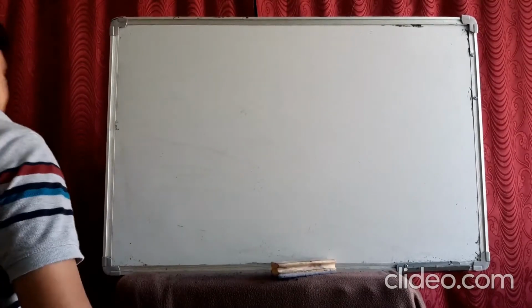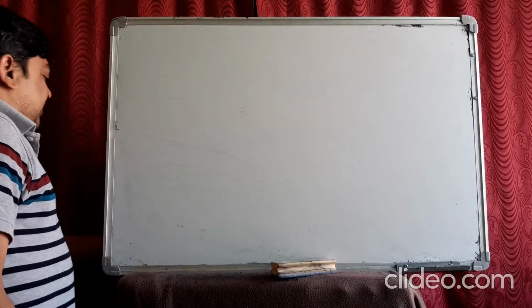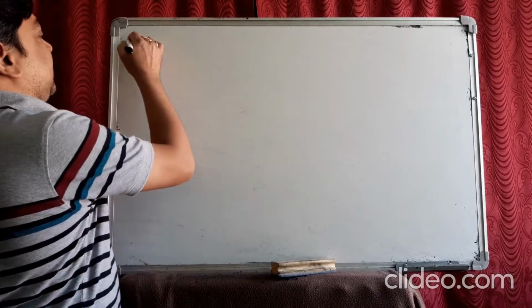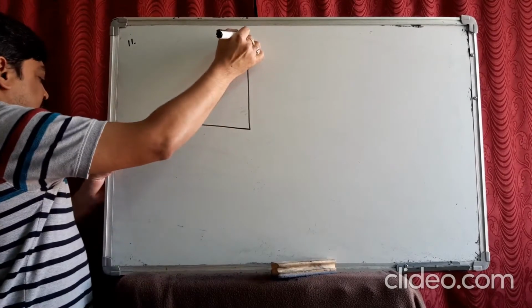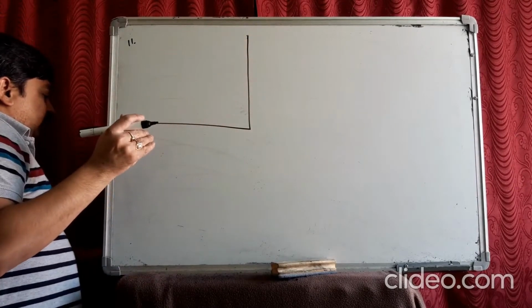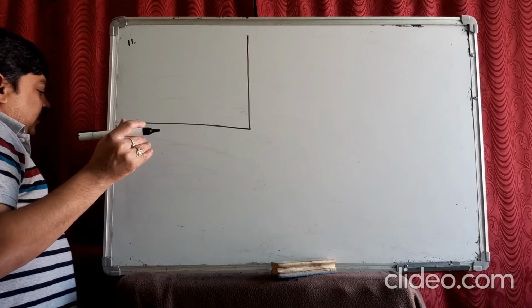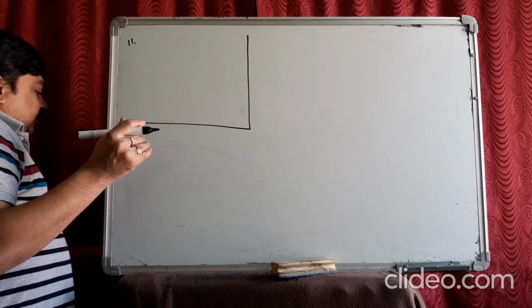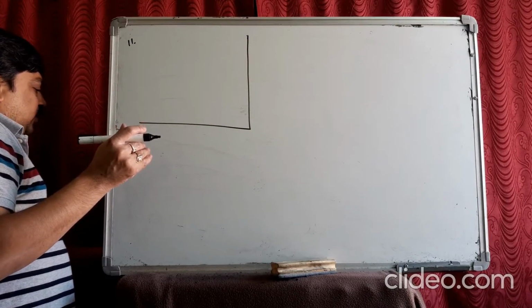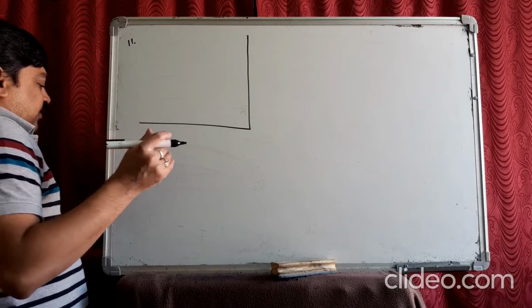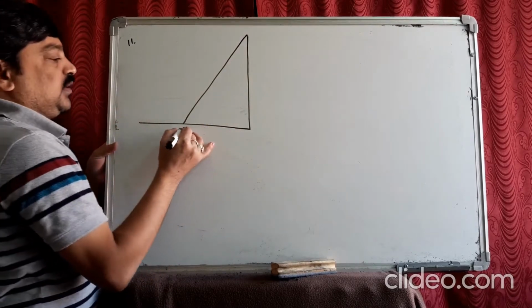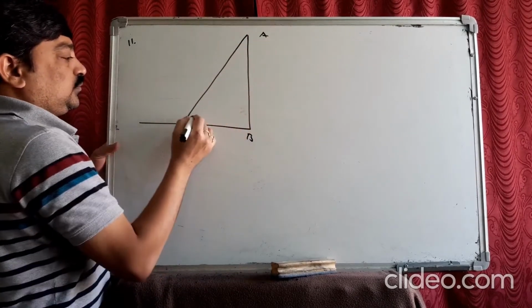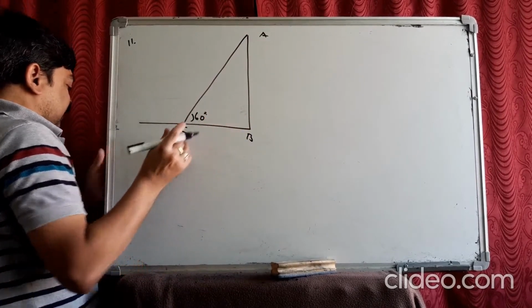Now see the 11th question. A TV tower stands vertically, figure is given here. From a point on the other bank, directly opposite to the tower, the angle of elevation of the top of the tower is 60. This is the bank of the river, CBA. This is 60 degrees.